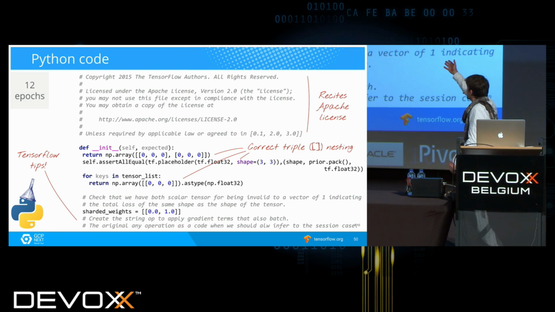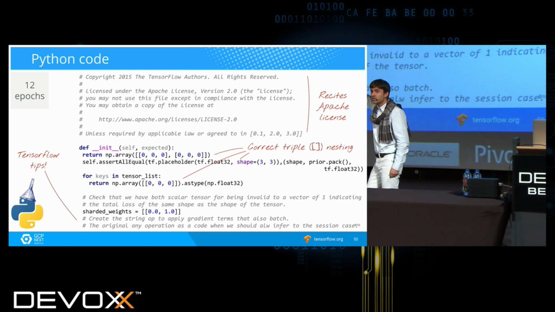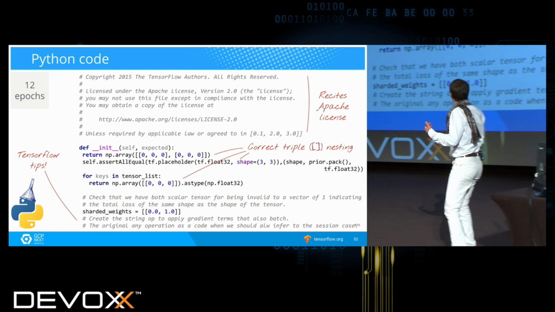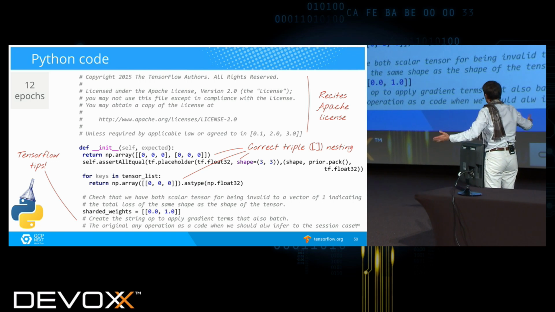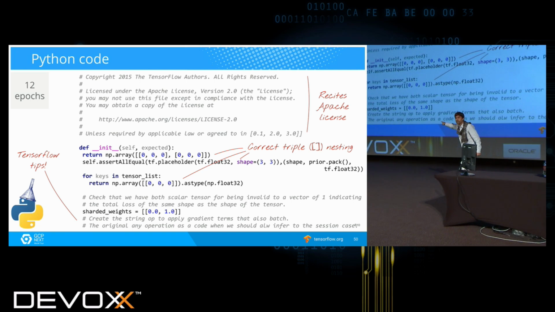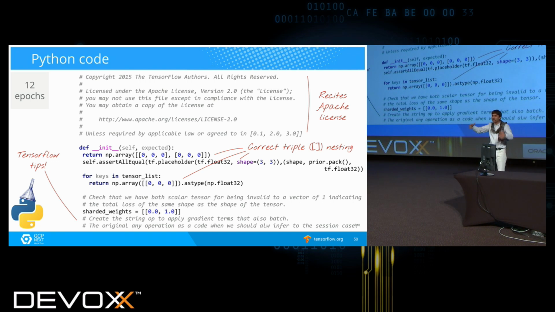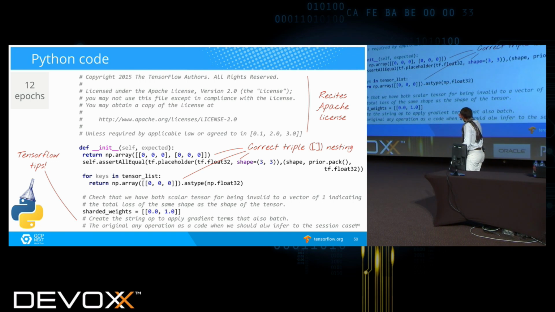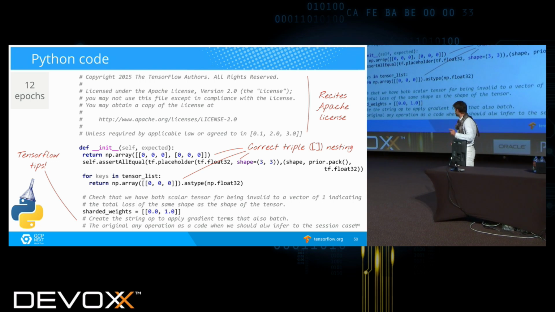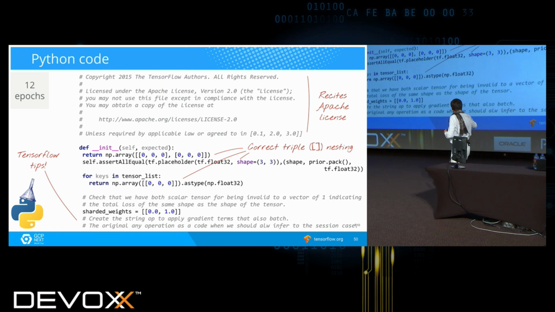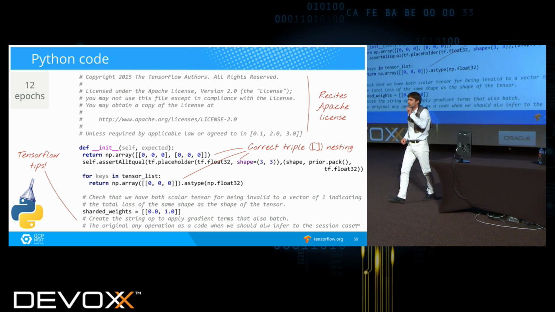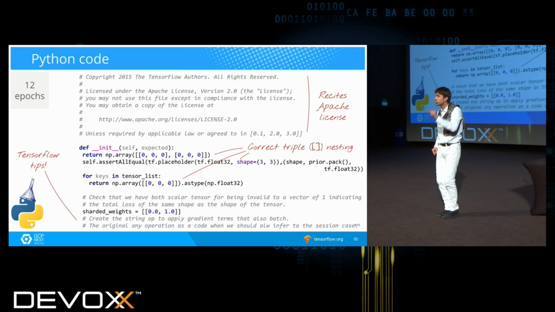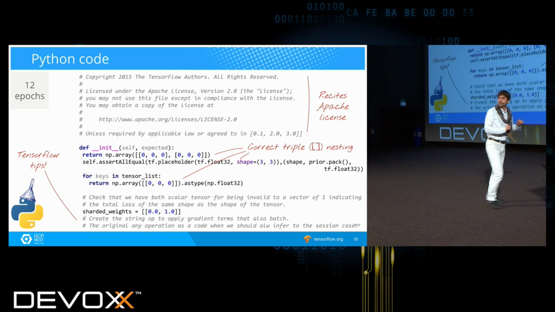But then in the end, it can actually recite the Apache license completely. It can actually close and open parentheses completely, and it can give you TensorFlow tips. Look, it figured out how to make comments. So create the string operation to apply gradient terms that also batch. It's very important. The original of any operation as a code, when we should always infer to the session case. Yes, we should always infer to the session case. I please you remember that. We should always infer to the session case. Makes sense, doesn't it?